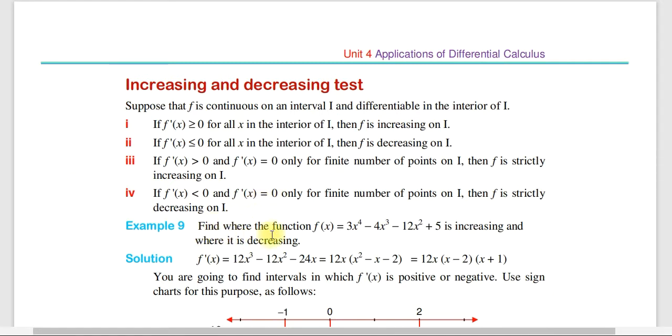Example. Find where the function f of x equals x to the power of 4 minus 4x cubed minus 12x squared plus 5 is increasing and where it is decreasing.